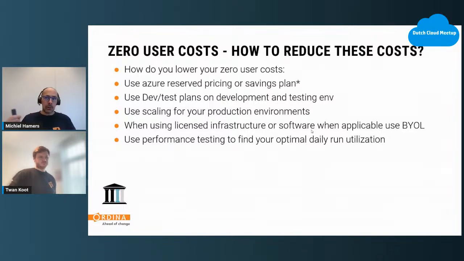Especially a special thing about bring your own license. If you have already some licensing on your on-premises environment, also check if you can exchange that with the bring your own licensing functionality of Azure, so you get those licensing costs of Azure back or lower your monthly fee. And of course, performance tests on a regular basis and check your daily run utilization.